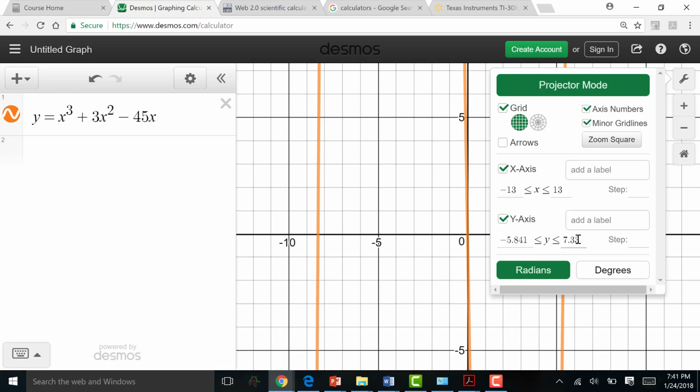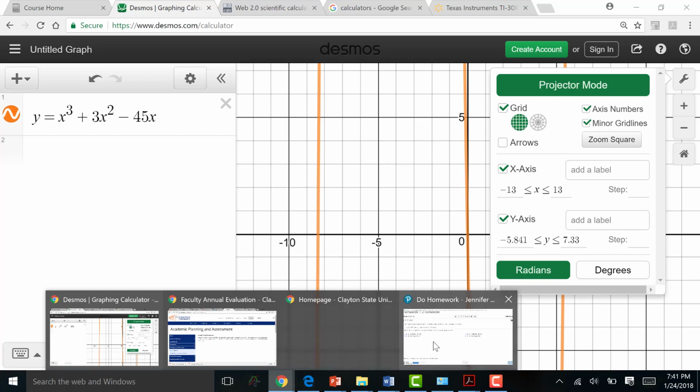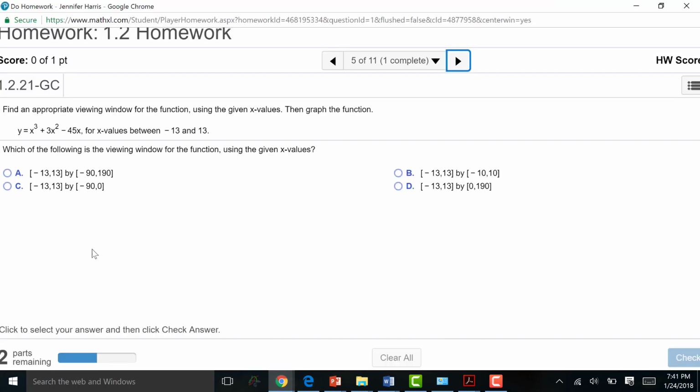They gave you 4 choices to pick from. Do you want it to be from negative 90 to 190? Do you want it to be from negative 90 to 0? What do you want me to put in for that? So let's go back and look at the homework question again. So you just plug in each one until you see the right size window.